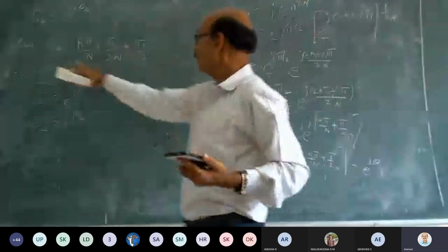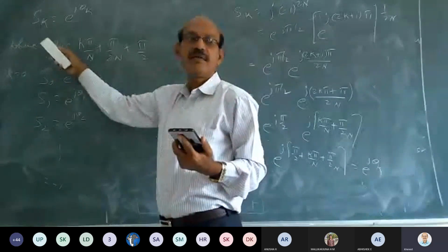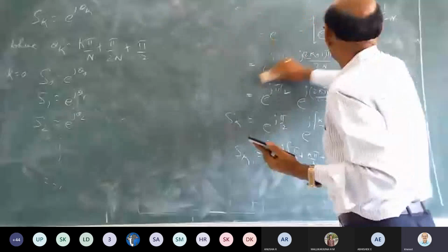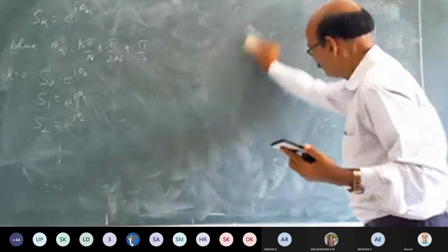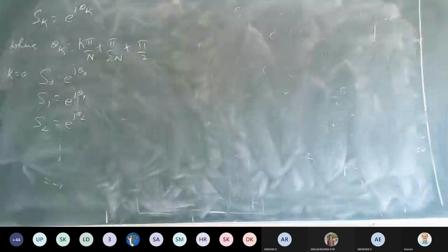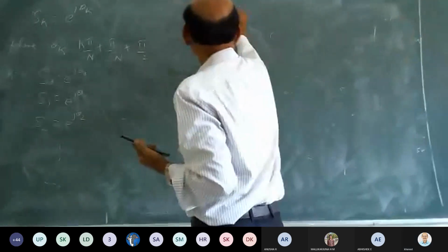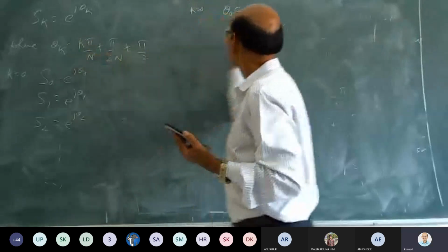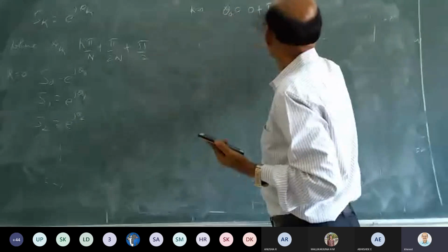So, first of all, let me select k equal to 0 and find out what is the value of theta. For k equal to 0, the first term, k times pi by 3, is 0, since 0 into anything is 0, plus pi by 2n.